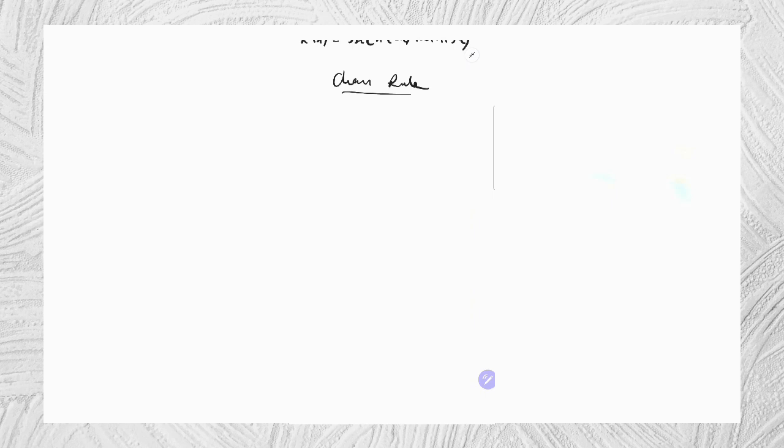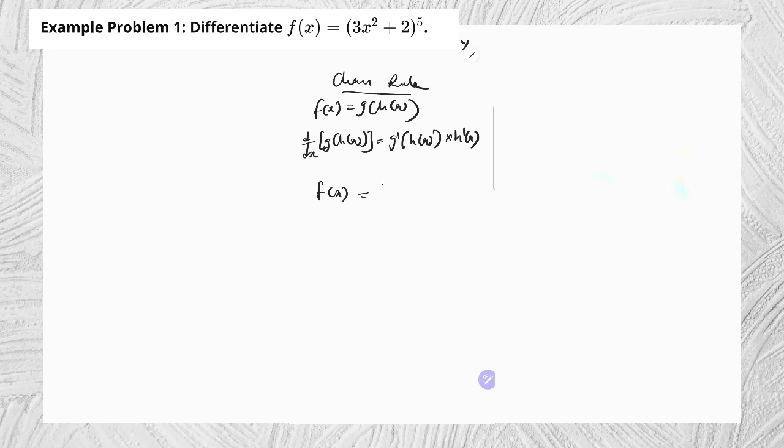The chain rule is a fundamental differentiation technique used when one function is composed of another. That is, if f of x is equal to g of h of x, the rule states that d dx of g of h of x is equal to g differentiated of h of x times h of x differentiated. In this question, we're asked to differentiate f of x is equal to 3x squared plus 2, raised to power 5.